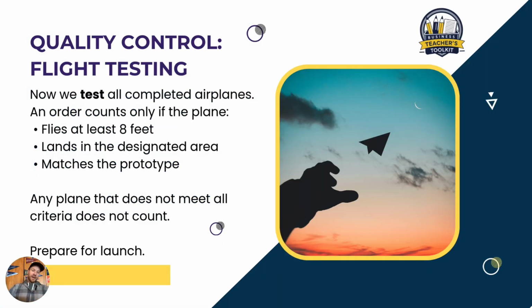Moving on. Now that we've got all these airplanes, we do some quality control flight testing. So we've got all these airplanes. First thing we do is we rule out which ones are not of identical design. We take those out of the competition. Now we test all the airplanes. First, can it fly 8 feet?